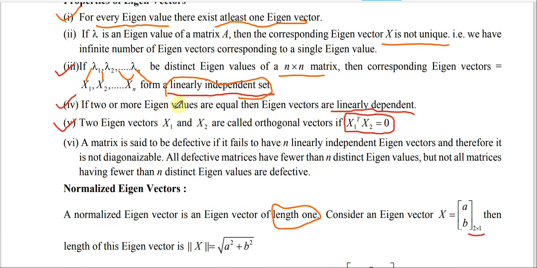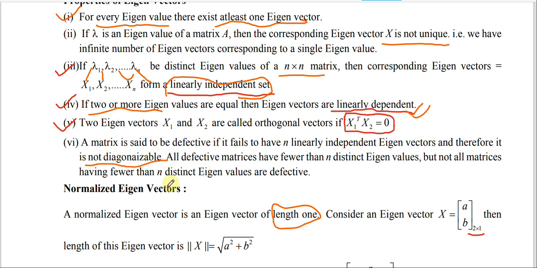If two or more eigenvalues are equal, then the eigenvectors may be linearly dependent. If two eigenvectors x1 and x2 are orthogonal, then x1 transpose into x2 is 0. A matrix is said to be defective if it fails to have n linearly independent eigenvectors, and therefore it is not diagonalizable.